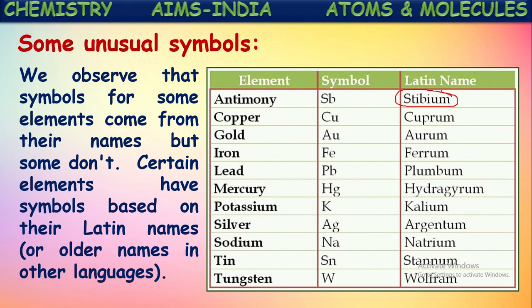In the same way, observe some other elements here. Copper. Copper's Latin name is cuprum. From this cuprum, its symbol is derived as Cu. For gold, the Latin name is aurum, so its symbol is derived as Au. For iron, the Latin name is ferrum, so its symbol is Fe. Lead, plumbum, Pb. As for mercury, its Latin name is hydrargyrum, so its symbol is Hg.